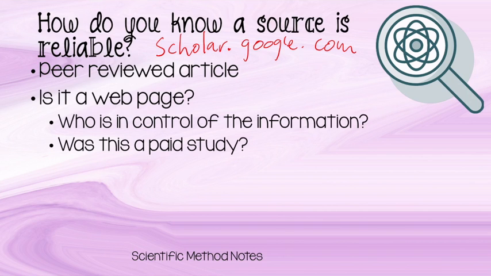So if we can't find a peer-reviewed article or it's inaccessible to us, we may have to use a web page. That's fine. We just need to make sure that the web page is reliable. So first we need to ask ourselves, who's in control of this information? .gov sites are usually pretty good and reliable. They're a good place to start. One of the positives about using .gov sites is that they cite their research, so you can often go back and find peer-reviewed articles from there.